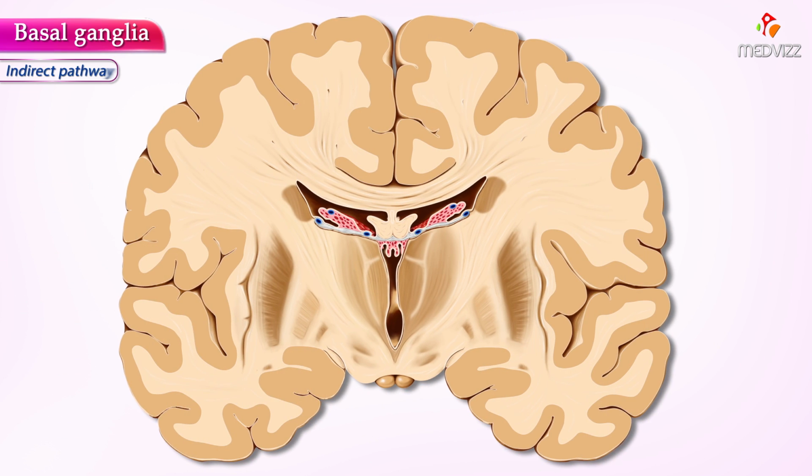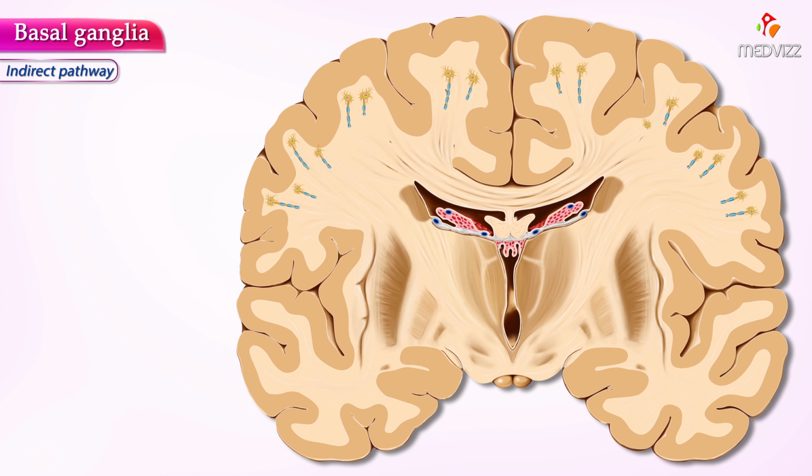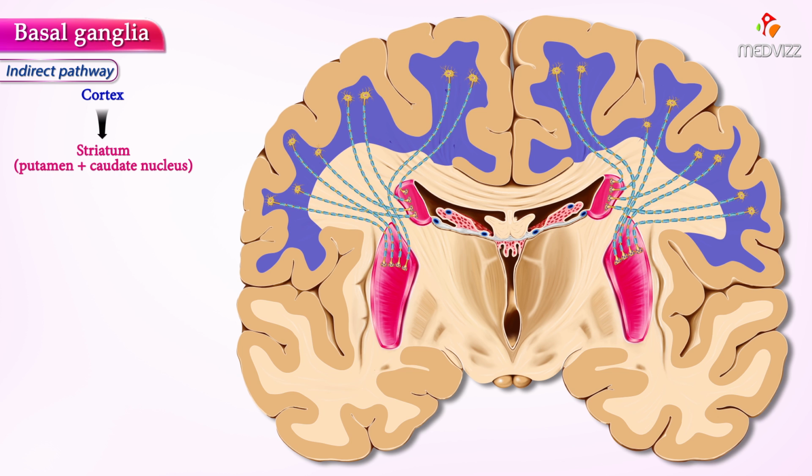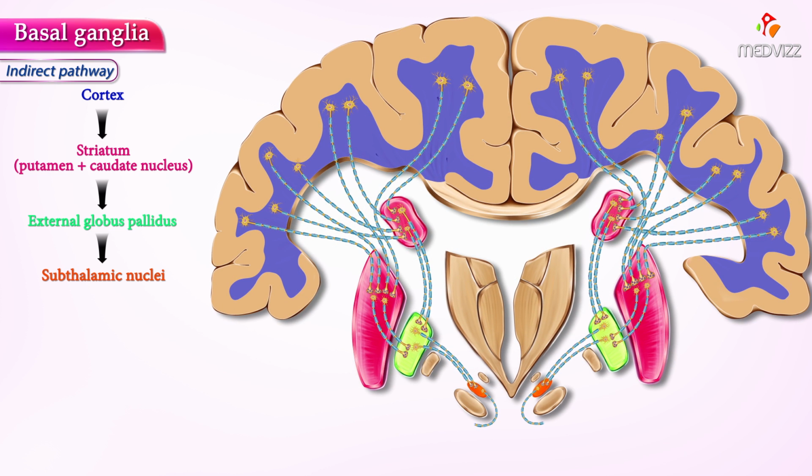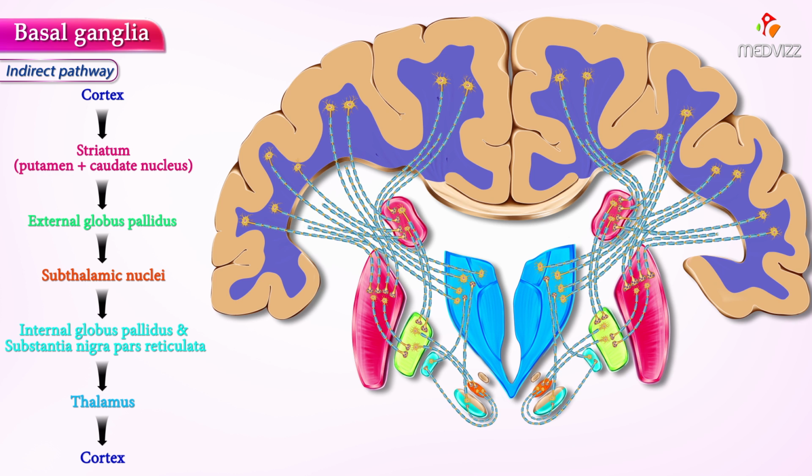Now let's take a look at the indirect pathway. The indirect pathway also begins in the cortex and proceeds as follows. It starts from the cortex, travels to the striatum, travels to the globus pallidus externus, further on to involve the subthalamic nuclei, and then comes back to the globus pallidus internus and the substantia nigra pars reticulata, eventually terminating in the thalamus and back to the cortex. Now this loop or circuit is inhibitory, which means it inhibits movement, unlike the direct pathway, which is excitatory, wherein it promotes movement.